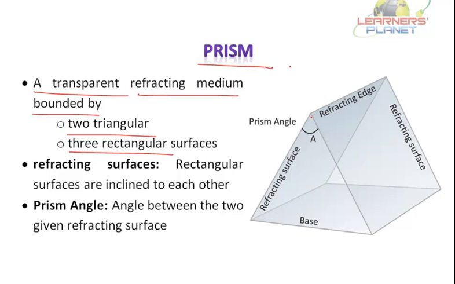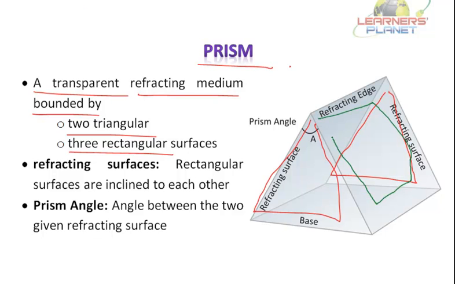Here you can see this face and this face, they are opposite faces and they are triangular in shape. And if you look at this face, this is one rectangular face, this one is another rectangular face, and this one is another rectangular face. So you have two triangular faces and three rectangular faces.